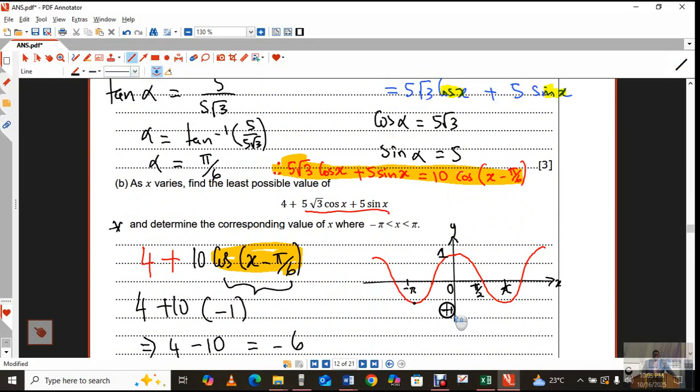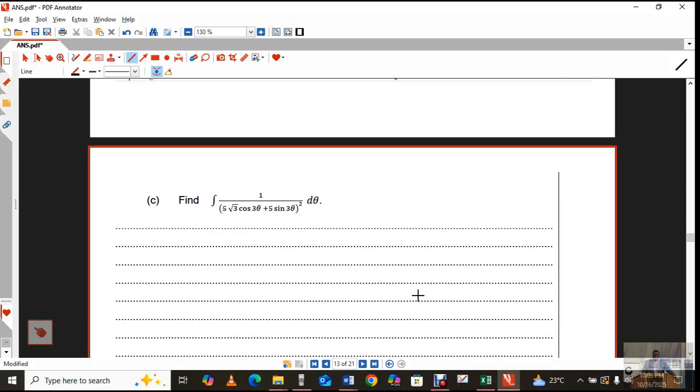Okay, let's go to part C. Now, there are very close similarities here, and I hope you can see the similarities that are happening. If I go back to the first part of the question, that was 5 root 3 cos x plus 5 sine x. We know that this was equal to 10 cosine of x minus pi over 6.